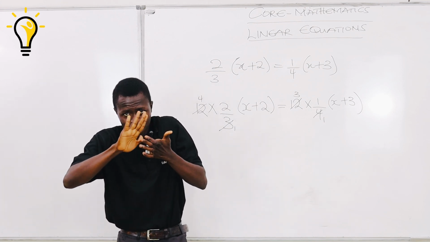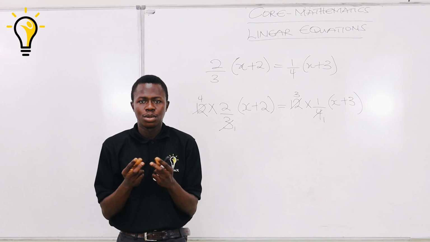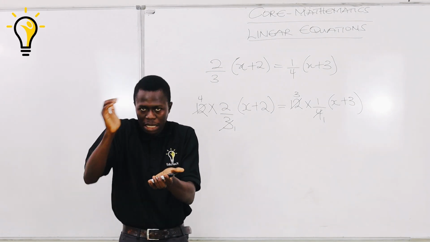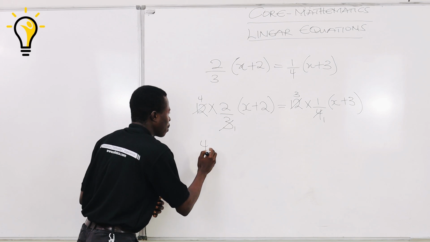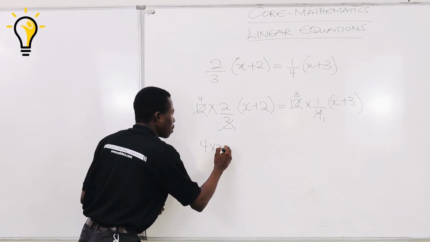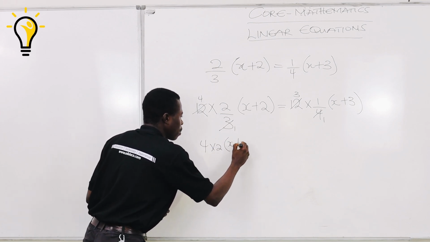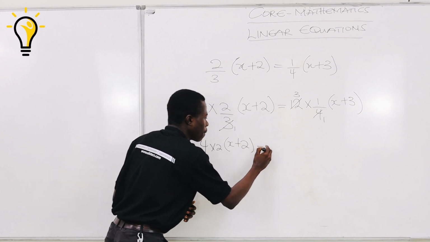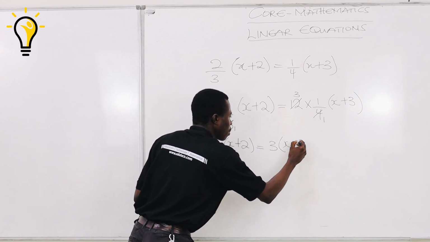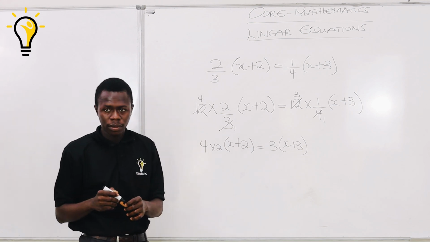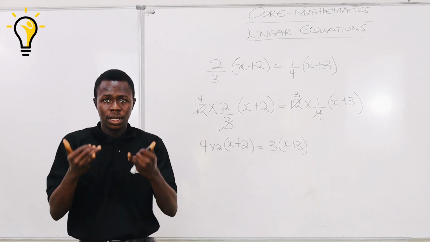So we now know how to solve this nicely. So how do we write it? We rewrite the whole expression as 4 multiplied by 2 in one bracket, x plus 2, equals 3 multiplied by x plus 3 in the other bracket.